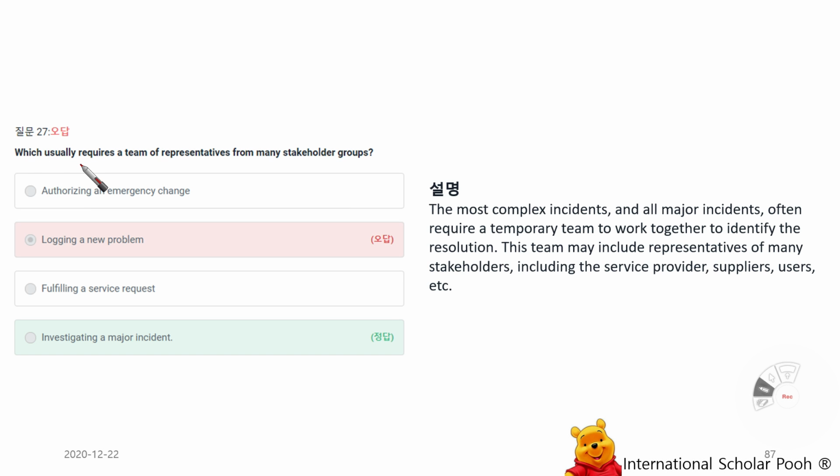Which usually requires a team of representatives from many stakeholder groups investigating a major incident? The most complex incidents and major incidents often require a temporary team to work together to identify the resolution. This team may include representatives of many stakeholders, including the service providers, suppliers, users, and so on.